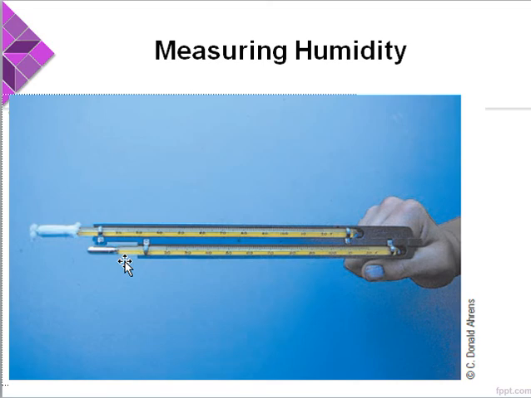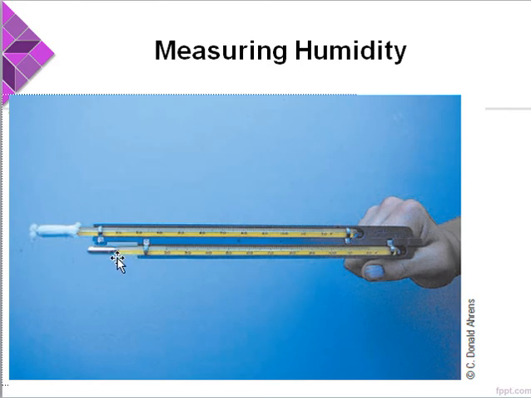Water evaporates from the wick and the thermometer cools. The drier the air, the greater the amount of evaporation and cooling. After a few minutes, the wick-covered thermometer will cool to the lowest value possible. We can recall from an earlier section that this is the wet bulb temperature, the lowest temperature that can be attained by evaporating water into the air.